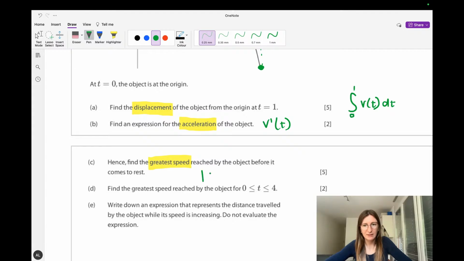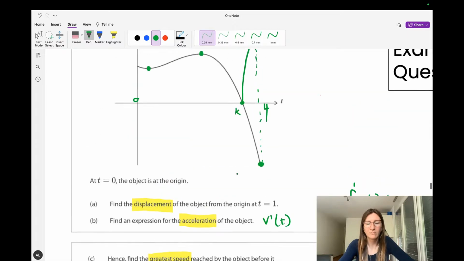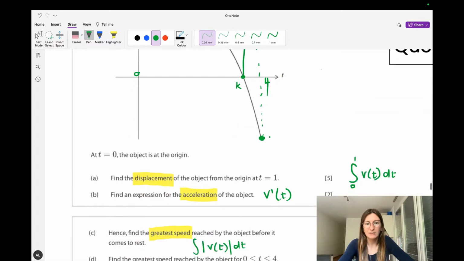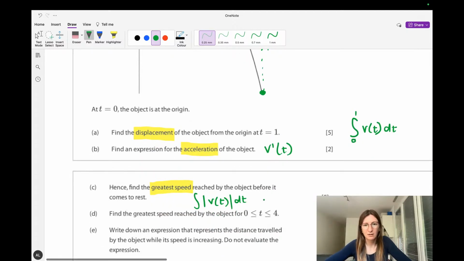So that will be the absolute value of v of t. And that value there would be at t equals 4.